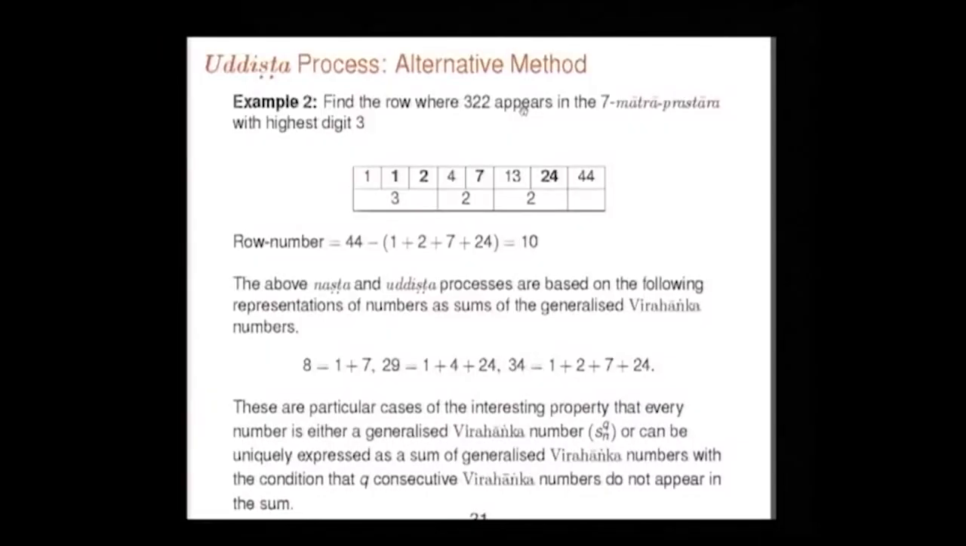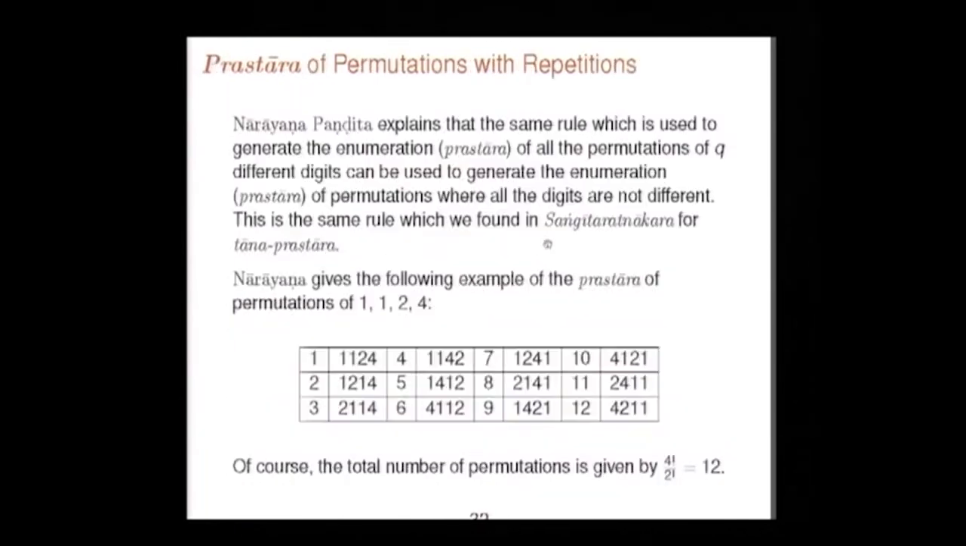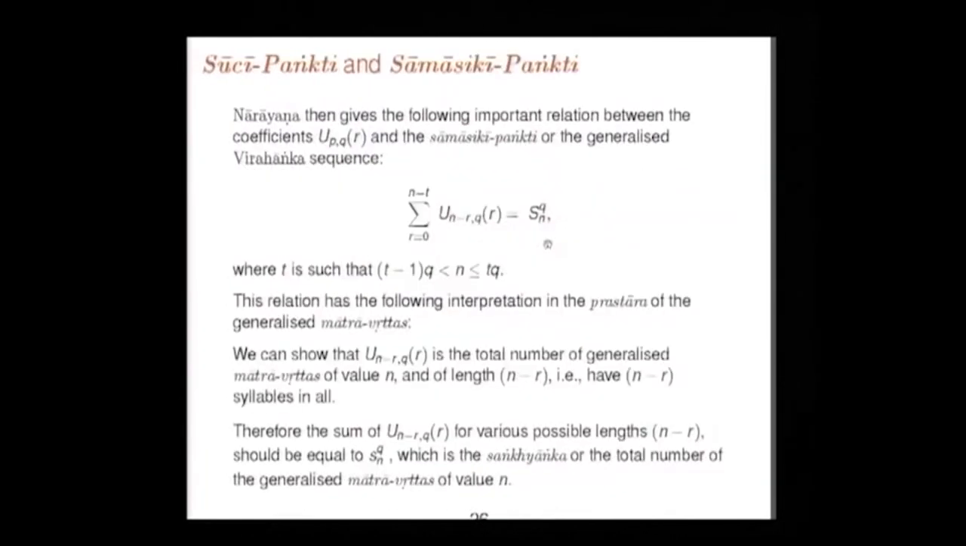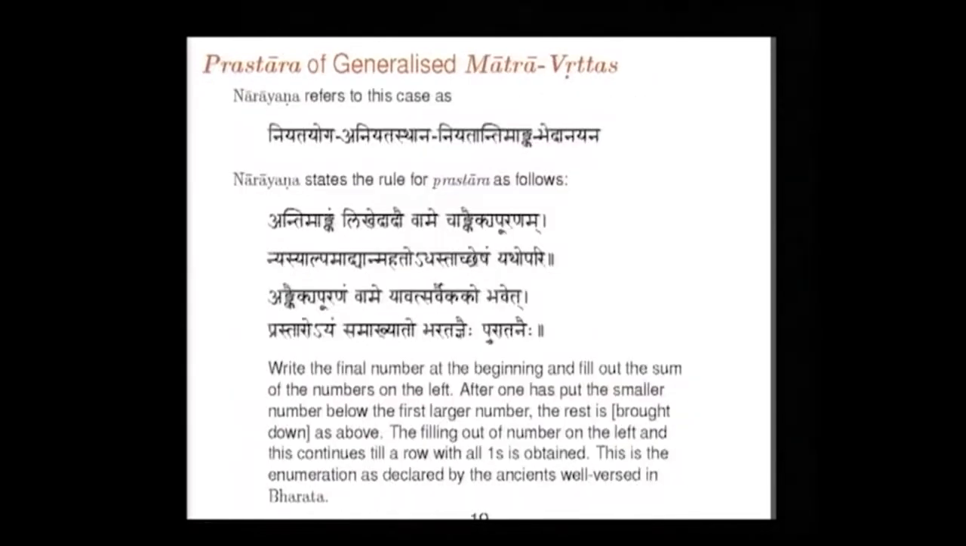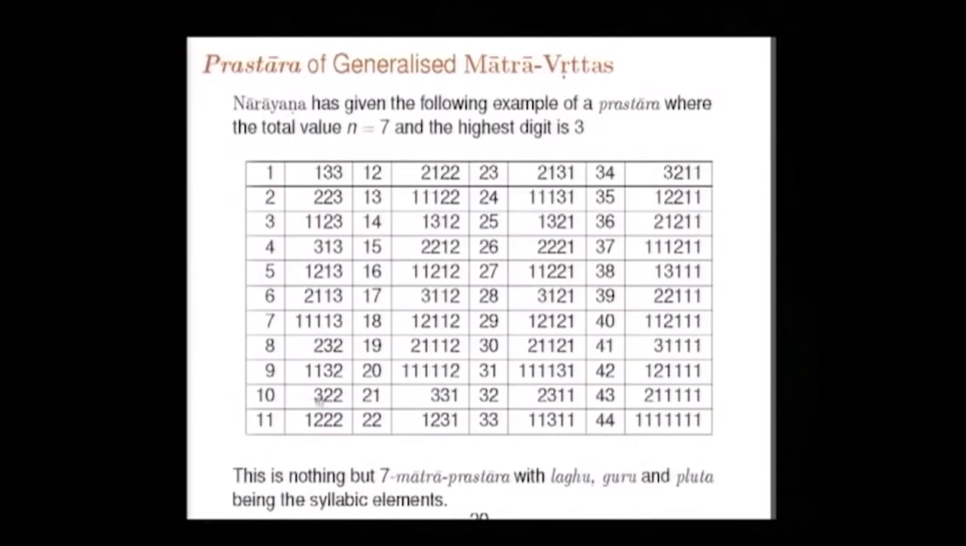Find the row in which 322 appears in the 7 matra prastara. So, write 3 sankhyankas about 3, 2 sankhyankas about 2, 2 about 2. The second and third about 3, the second about 2 are the patita sankhyankas. They are 24, 7, 2 and 1. So, this should be the 10th row. 322 should be the 10th row of the prastara. So, we will again check that. 10th row of the prastara is 322.